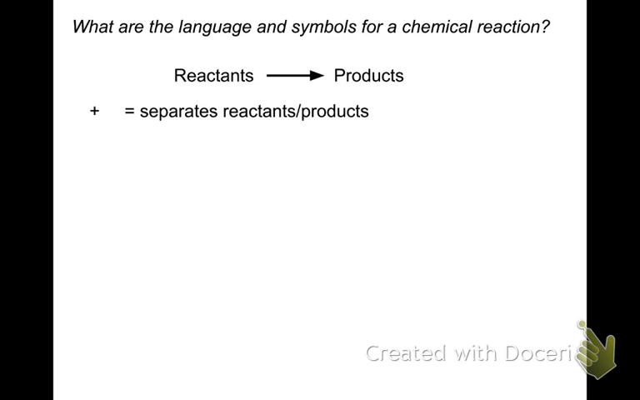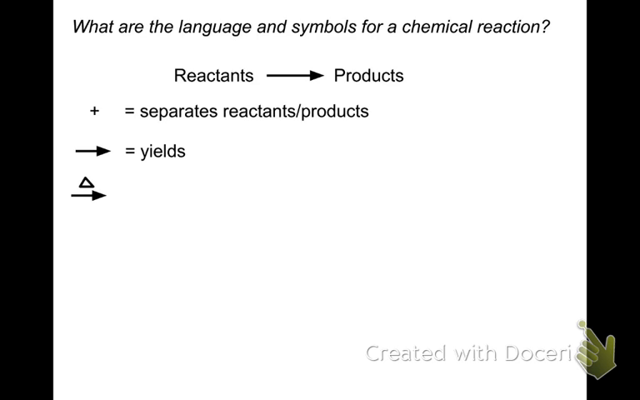We write chemical equations to show what happens in a chemical reaction. It always looks like this, where we have reactants and an arrow to make what we end up with, our products. We use a plus sign as a separator. If you have more than one reactant or more than one product, you can separate them using a plus sign. The arrow means yields or forms.